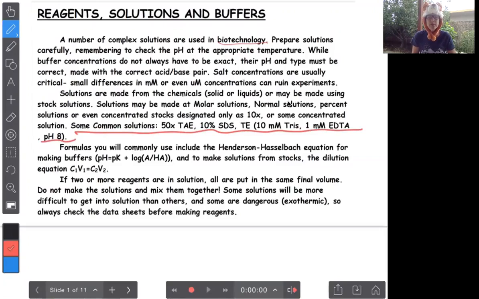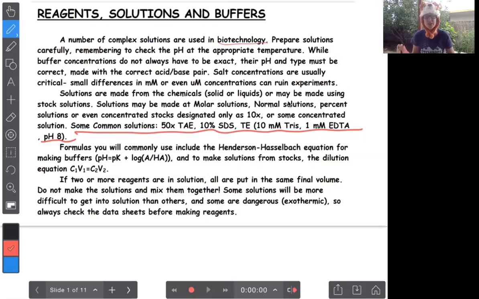You have to make them. Generally, no one's going to hand you stuff. Maybe when you first start, maybe if you're a technician, but in general, you need to be able to make some reagents and solutions. Almost every single kit, every protocol requires you to do some dilutions.